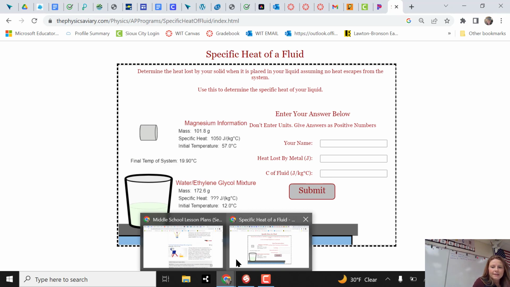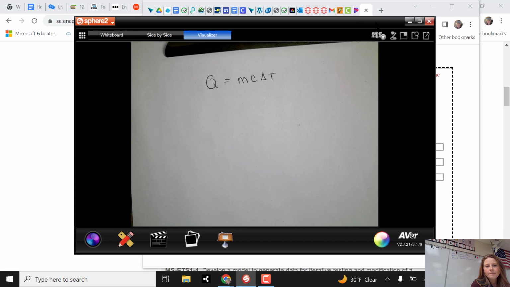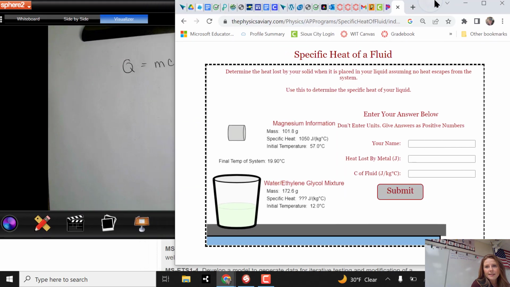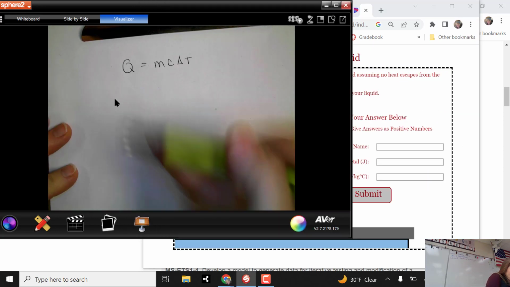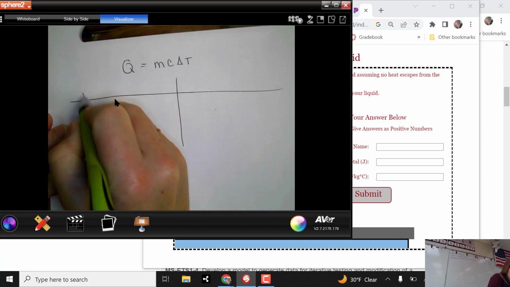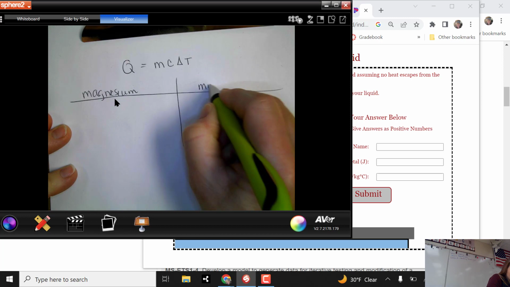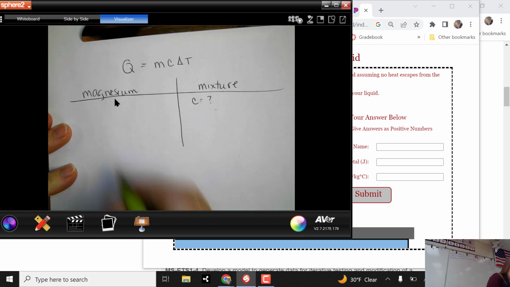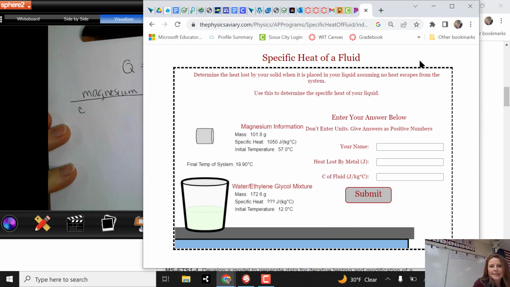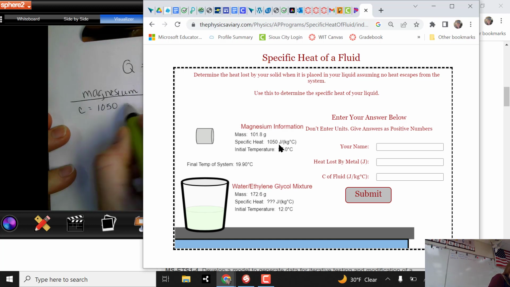So we have to set up a table here. I would suggest you set up a table. We're going to look at our two materials. So we have the magnesium, and then we have that water ethylene glycol mixture. We already know we have to solve for the specific heat capacity here, but the problem gives us the specific heat capacity of the magnesium. It's 1,050 joules per kilogram degrees Celsius.